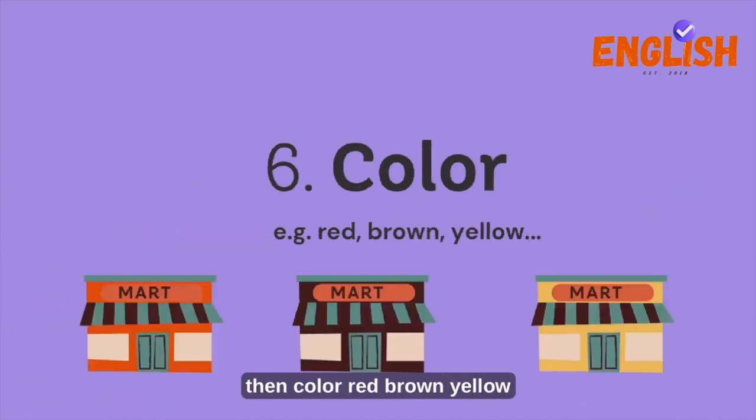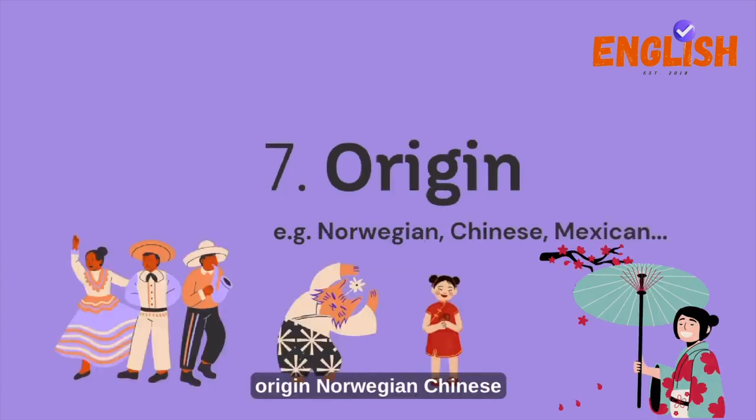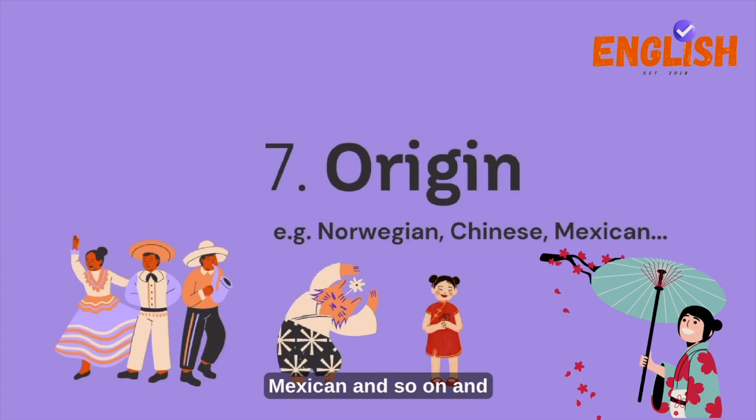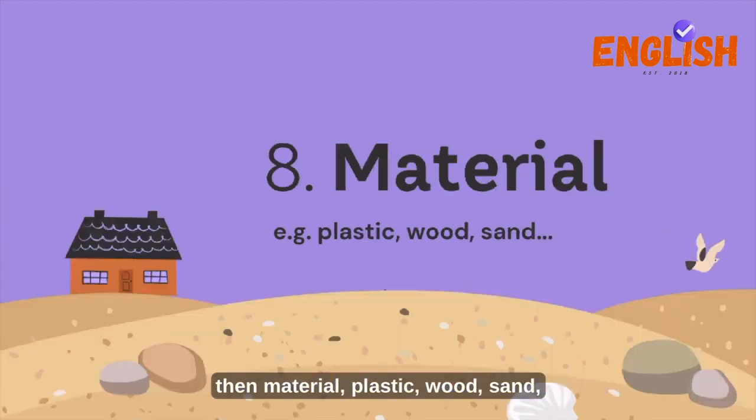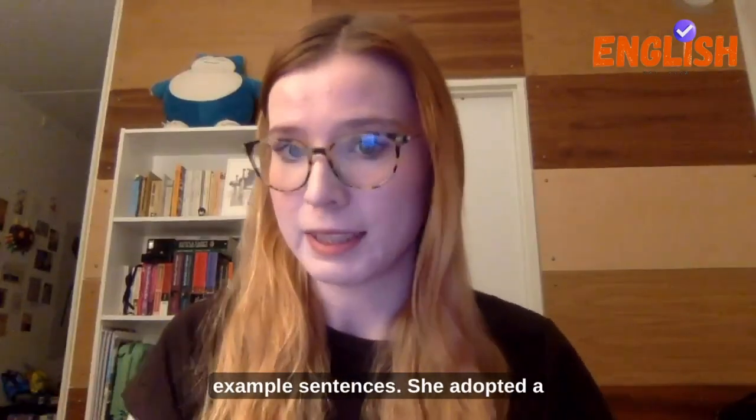Then color, red, brown, yellow. Origin, Norwegian, Chinese, Mexican, and so on. And then material, plastic, wood, sand, and so on. Here are some example sentences.